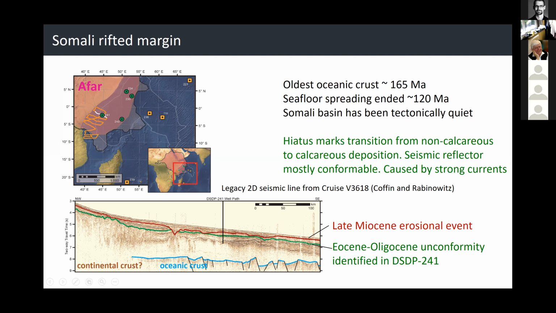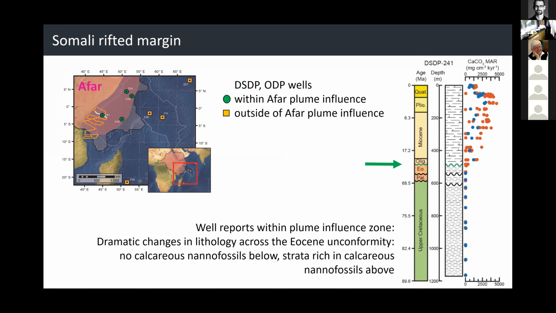Okay, moving on. Towards the right here, you can see a simplified stratigraphic column of DSDP 241, one of the wells that is close to the Afar region. The green arrow points towards this Eocene-Oligocene unconformity that we just saw on the seismic data. This unconformity, or hiatus, marks an important, dramatic stratigraphic change. Below it, we have no calcareous nanofossils, and above it, we have strata rich in calcareous nanofossils. This remarkable change in lithology we also find in the other wells close to the Afar plume, for example, well DSDP 234. And this is the basis of our analysis.